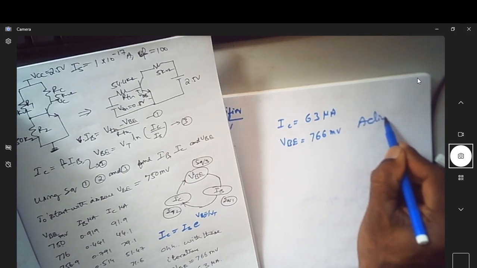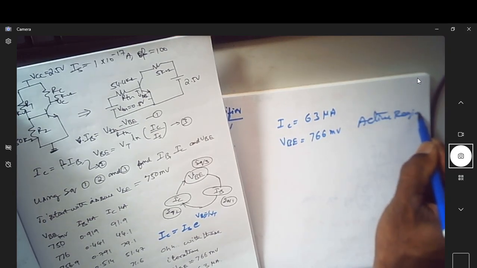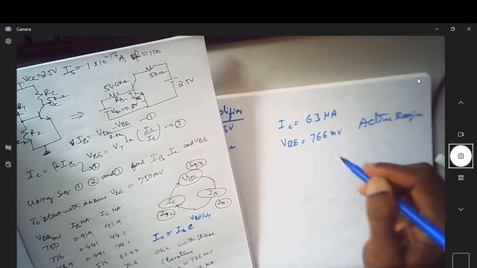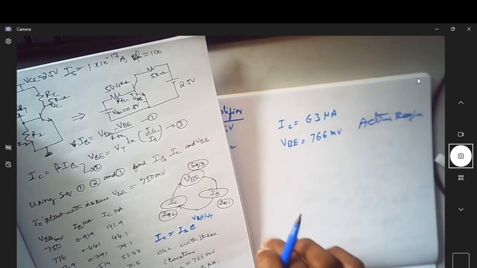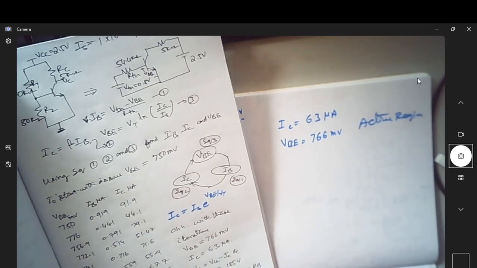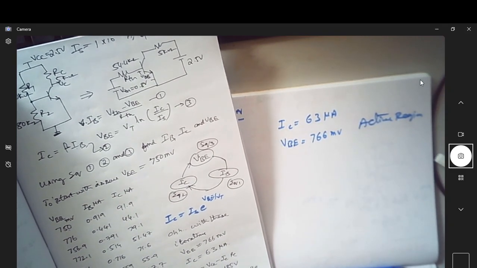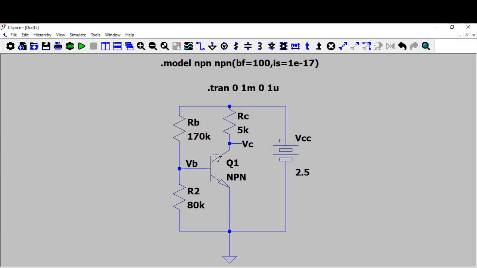This was keeping the BJT in active region, meaning the collector to base junction is reverse biased and the emitter to base junction is forward biased. With these specifications, we also verified the corresponding simulation values. This is the simulation circuit, and we took the same beta factor of 100 and reverse saturation current as 1 into 10 power minus 17.